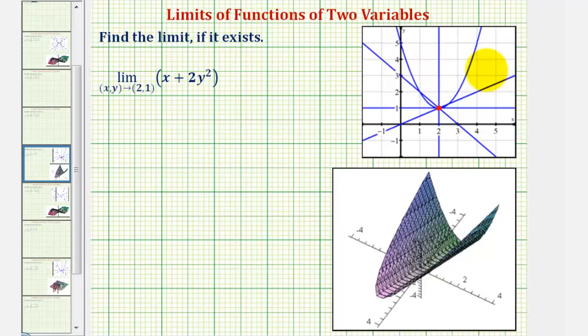Now we'll look at two examples of determining limits of functions of two variables. Here we have the limit as (x, y) approaches (2, 1) of x plus 2y squared.